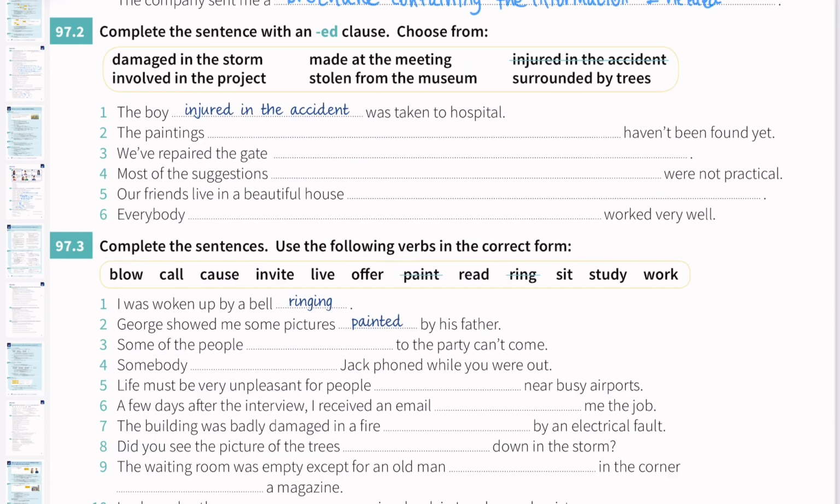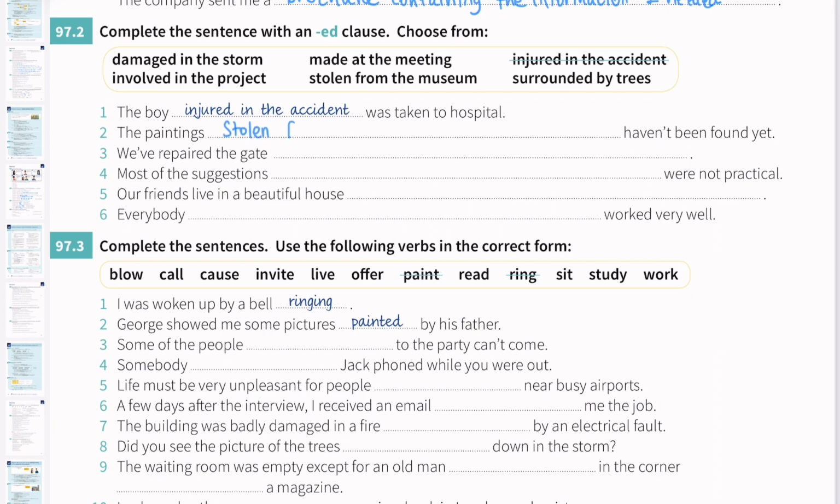Now let's do together. Complete the sentence with an ed clause. Choose from the box. The boy injured in the accident was taken to hospital. Now it becomes an ed clause. You remember that ed clauses have a passive meaning. Let's have a look at question number 2. The paintings, so we have to use stolen from the museum. The paintings stolen from the museum.